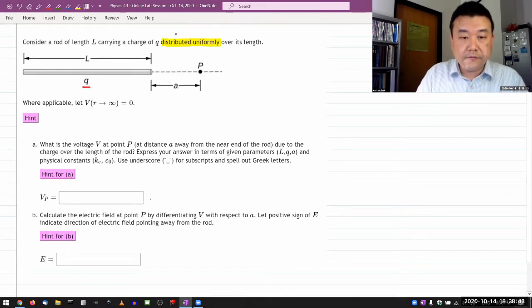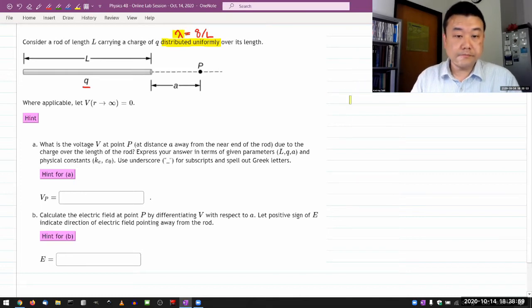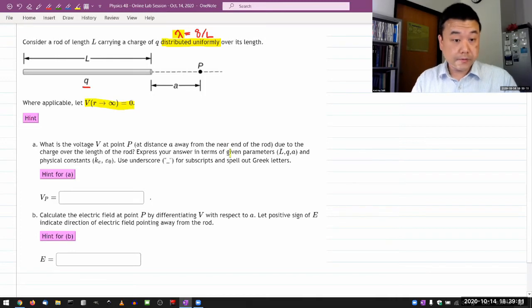So I can define a linear charge density lambda as the total amount of charge on the rod divided by the length of the rod. And I'll be using this parameter to set up some expressions that I will need soon. So, it says consider a rod of length L, distributed uniformly over its length. And this is telling me I can use my universal reference point.